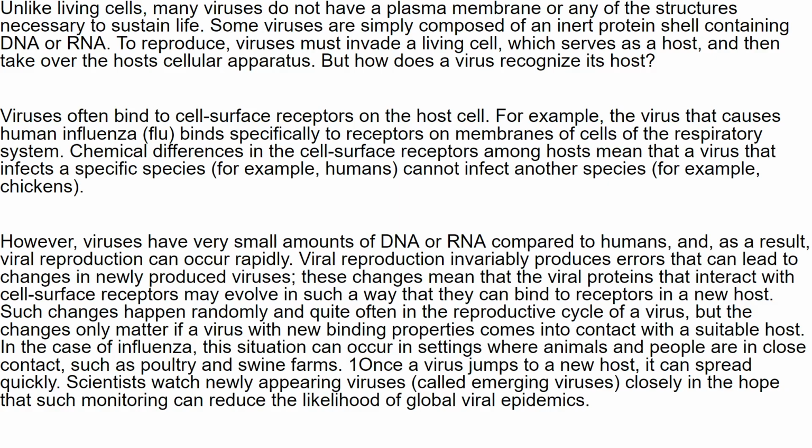Such changes happen randomly quite often in the reproductive cycle of viruses, but changes only matter if a virus with new binding properties comes into contact with a suitable host. In the case of influenza, this situation can occur in settings where animals and people are in close contact, such as poultry and swine farms. Once a virus jumps to a new host, it can spread quickly. Scientists watch newly appearing viruses, called emerging viruses, closely in the hope that such monitoring can reduce the likelihood of global viral pandemics.